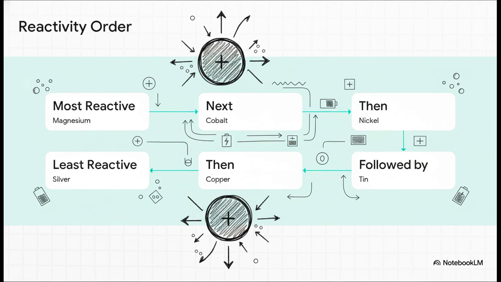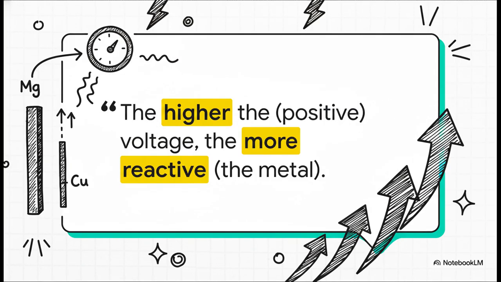Copper is our 0, and poor old silver is right at the bottom. So, there's our order. But how do we justify it for those extra marks? Here's the absolute key, and this is taken word for word from the mark scheme.